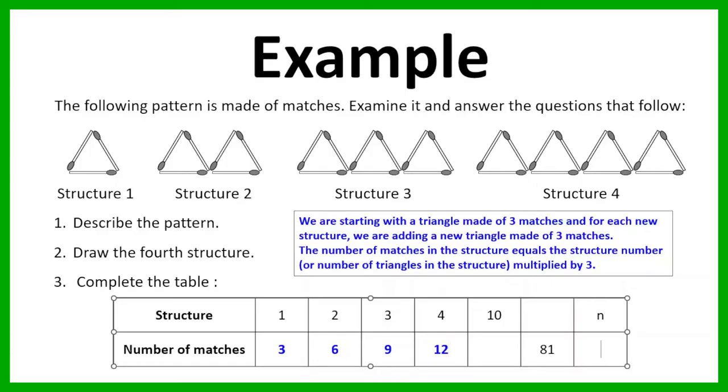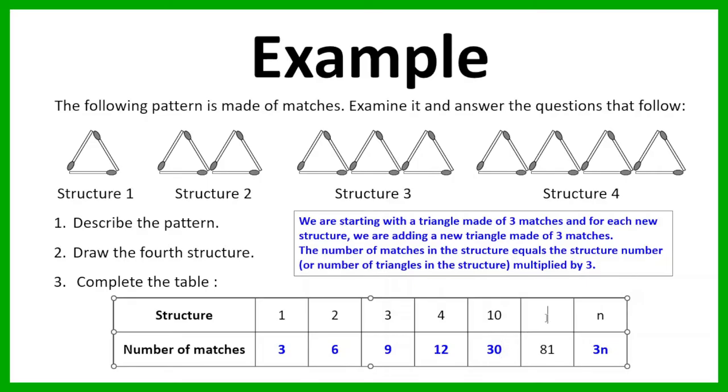Okay, for our nth term, I'm going to come back to the 10th structure. For the nth term, we are multiplying the structure number by 3, or the number of triangles by 3, to get the number of matches in that structure. So 3n. You can also look at it and you can see the common difference is plus 3, plus 3, plus 3, that gives us 3n. And because it is 3, we don't need to add or subtract anything. Okay, so now for our 10th term, it's going to be 3 multiplied by 10, which is 30. Okay, so that was a nice easy one to do.